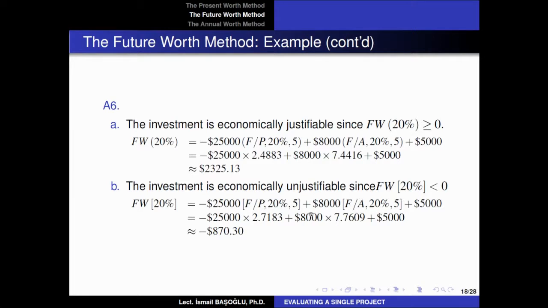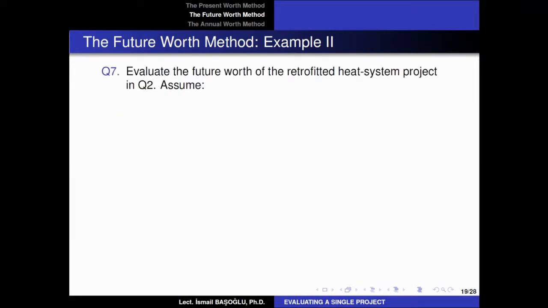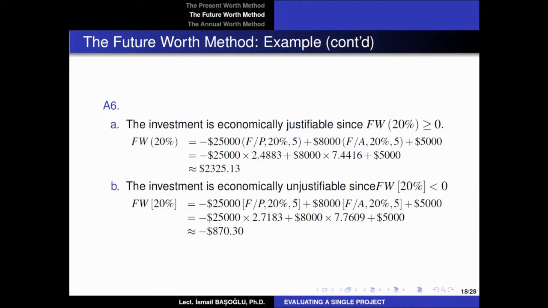So all that is changed here is that we are going to check these compound factors not from the first table where we have annual compounding, but from the second table where we have continuous compounding. Okay. And that is going to bring us a negative $870.30. And you see under a minimum attractive rate of return of 20% that compounds continuously, the investment is economically unjustifiable.